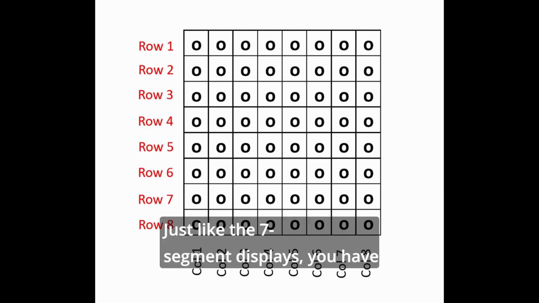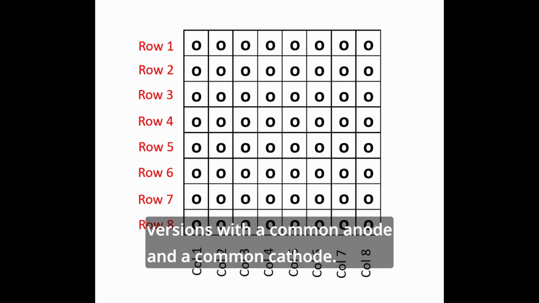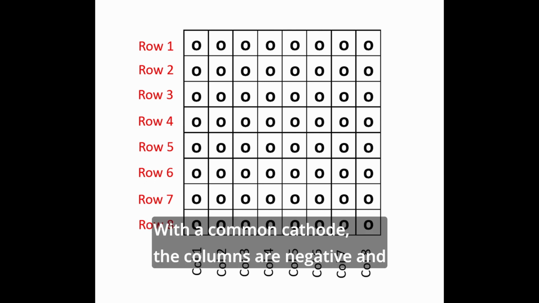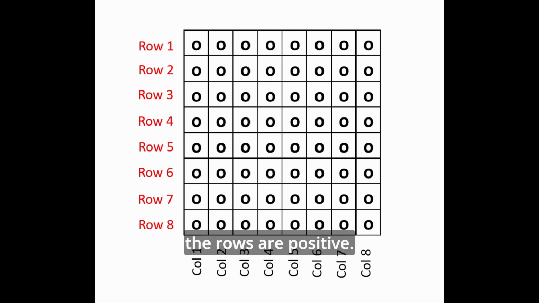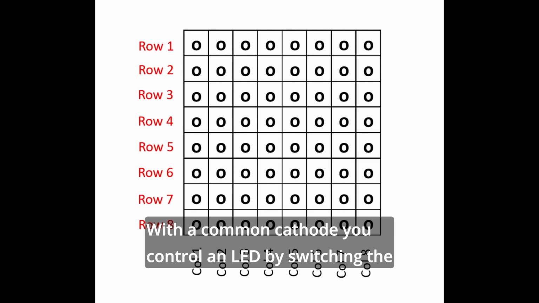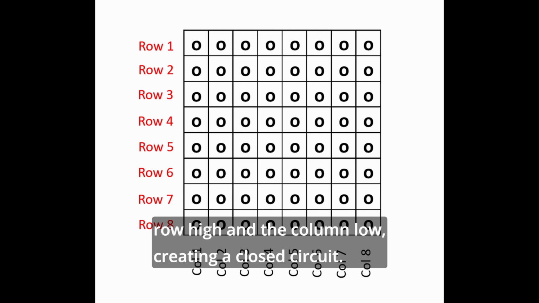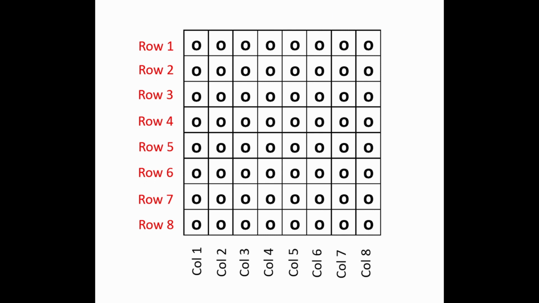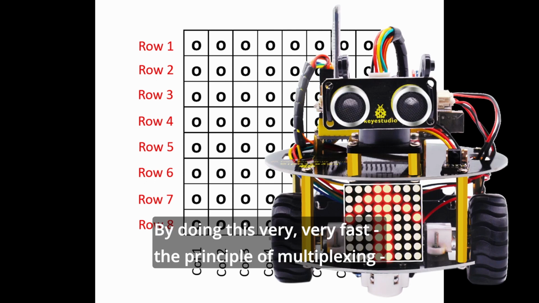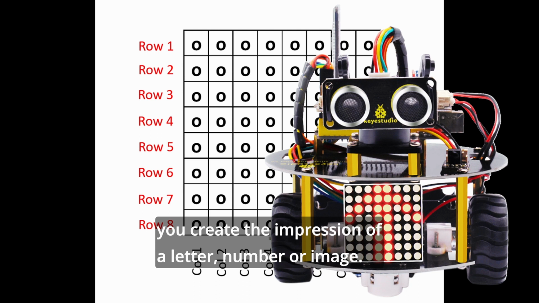Just like the 7-segment displays, you have versions with a common anode and a common cathode. With a common cathode, the columns are negative and the rows are positive. With a common cathode, you control an LED by switching the row high and the column low, creating a closed circuit. By doing this very fast, the principle of multiplexing, you create the impression of a letter, number, or image.